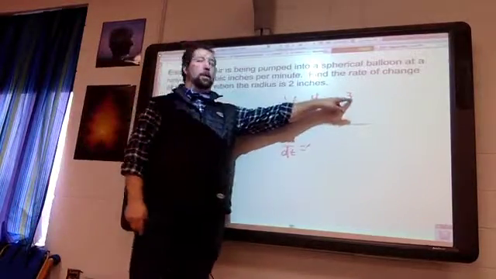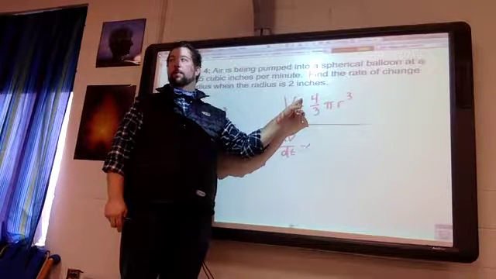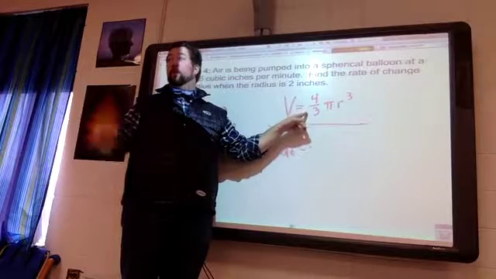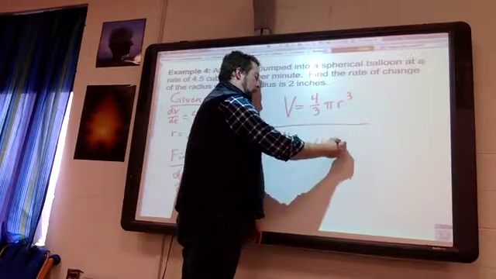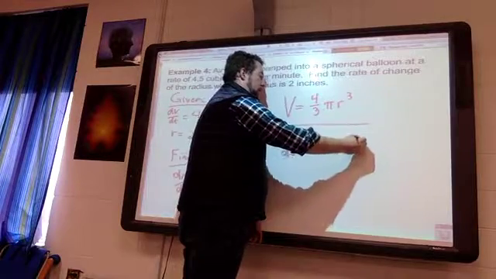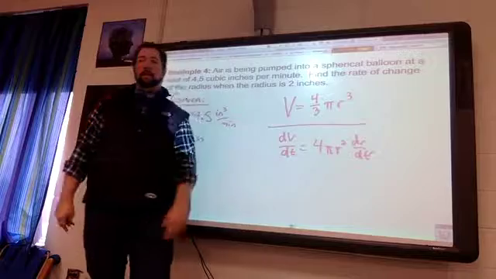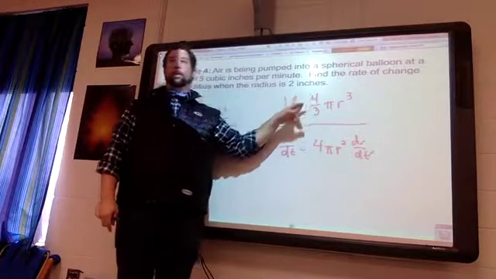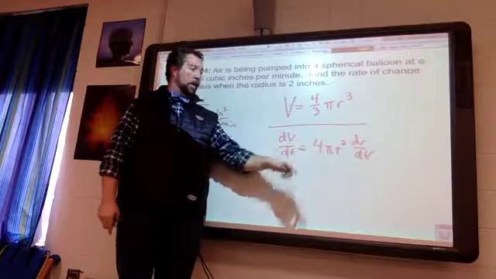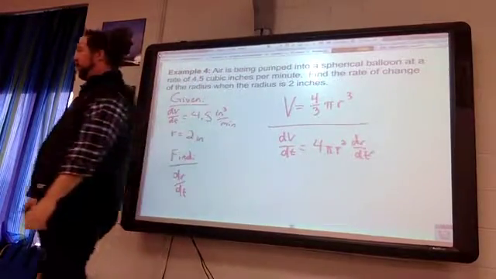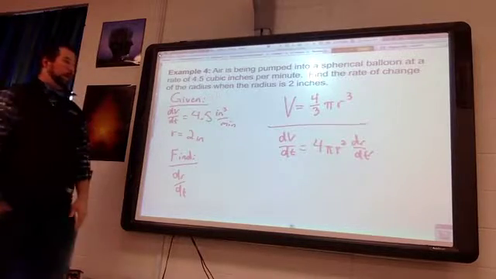All right, the 3 is going to come down, right? 12 thirds, which would be 4 pi r squared dr/dt. The 3 came down, but since there was already a 3 on the bottom, that canceled out, leaving you with 4 pi r squared dr/dt. All right, and then plug in what we know.